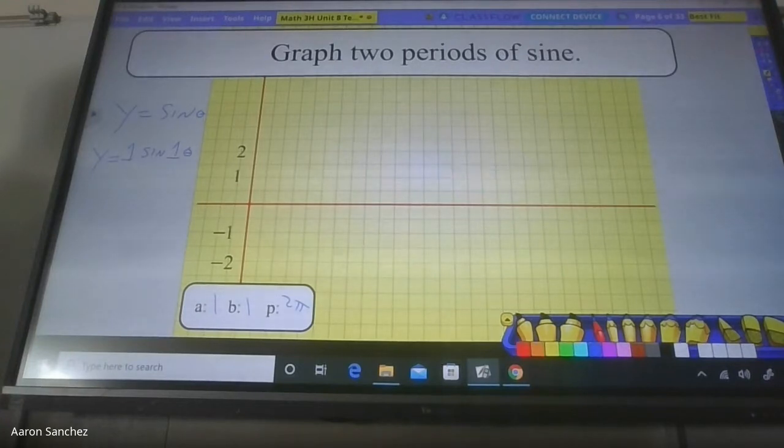Wait, when it just says graph 2 periods of sine, y equals... That's all it's asking.